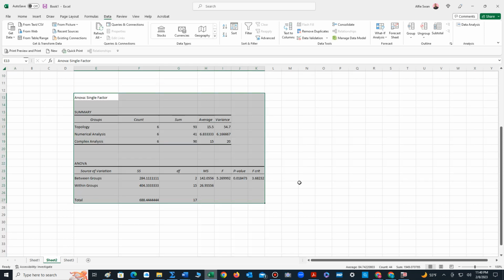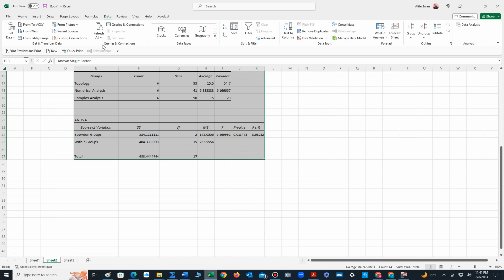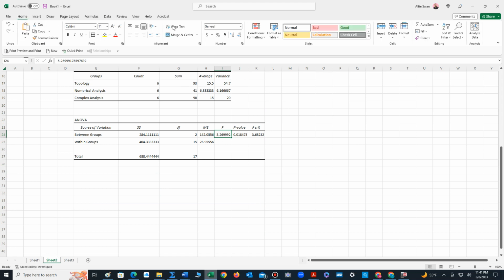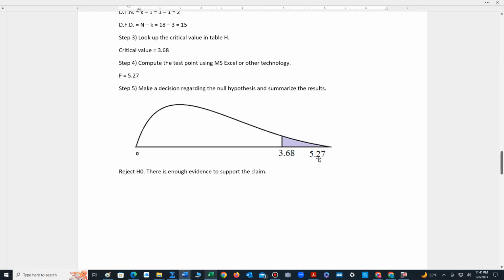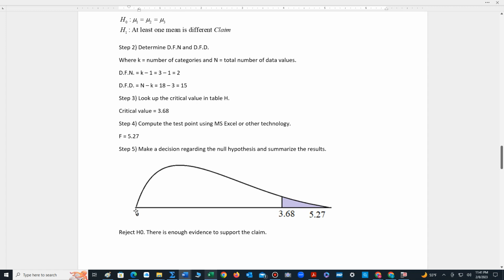And we have an output. What matters to us in this output, really, all that matters for our purposes is this value right here. This is our F value. That's our test point. And so we can see that it's 5.27. Incidentally, the critical value is also generated. So for ANOVA, you can actually find the critical value and the test point. So we can see that 5.27 does fall into the critical region. We reject H0. We say there is enough evidence to support the claim.